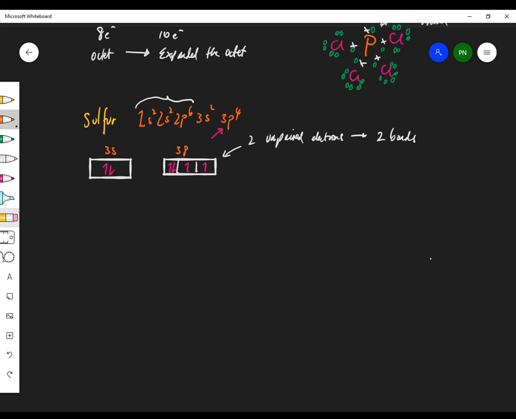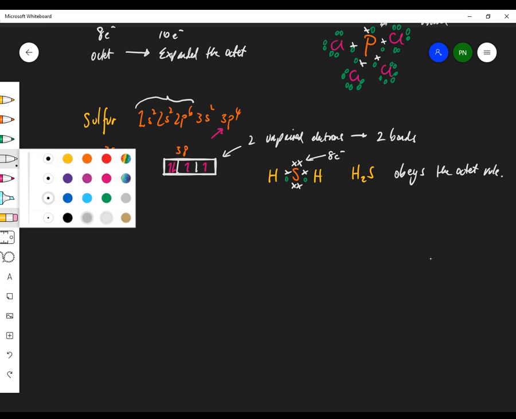And it does. Sulfur forms 2 bonds in hydrogen sulfide. So let me put my 1, 2, 3, 4, 5, 6. These are the 6 sulfur electrons. There's 2 from the hydrogens, and there you go. This is H2S, and as you can see, if you count around here, you have 8 electrons. So sulfur in H2S obeys the octet rule. Okay, that's fine. That's not what we're here for, is it?